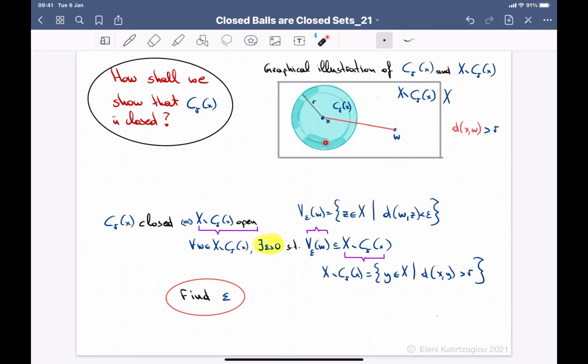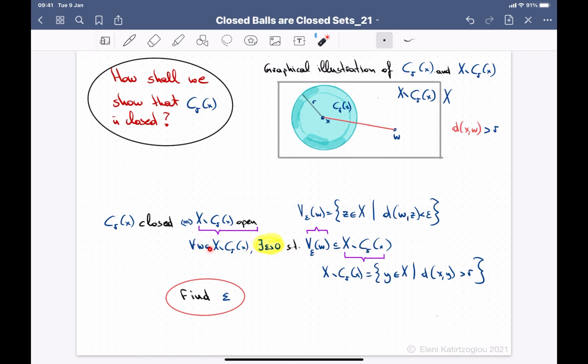Here we have our closed ball, and whatever is left in X, if we take away the closed ball, that means all of this area here, this is the complement of the closed ball. And we want to show that this set here is actually open. How are we going to show that?